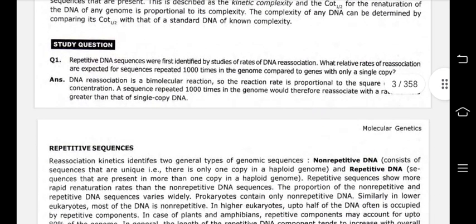Repetitive DNA sequence is first identified by studies of rates of DNA reassociation. What relative rates of reassociation are expected for a sequence repeated 1,000 times in the genome compared to genes with only a single copy? DNA reassociation is a bimolecular reaction, so the reaction rate is proportional to the square of the DNA concentration. A sequence repeated 1,000 times in the genome would therefore reassociate with a rate of 10^6-fold greater than that of a single copy DNA.